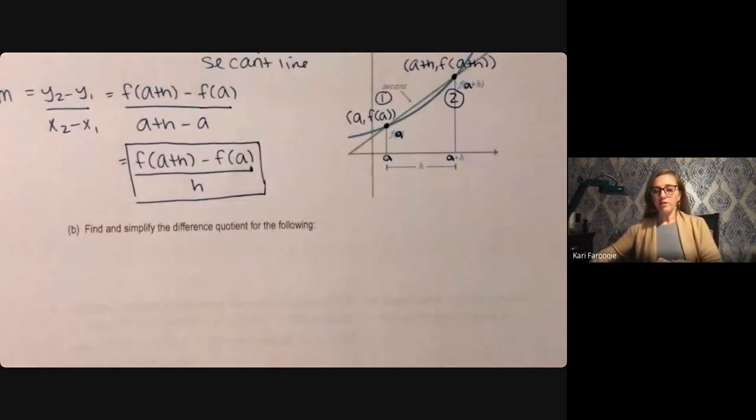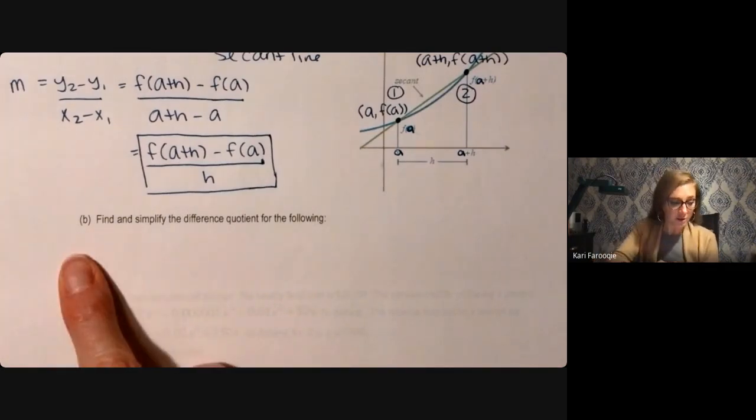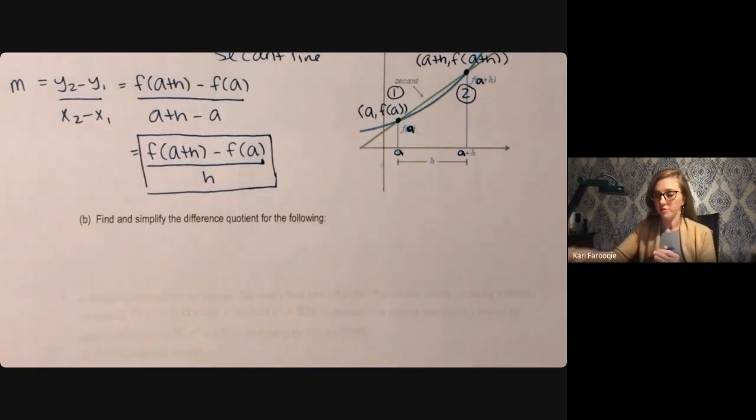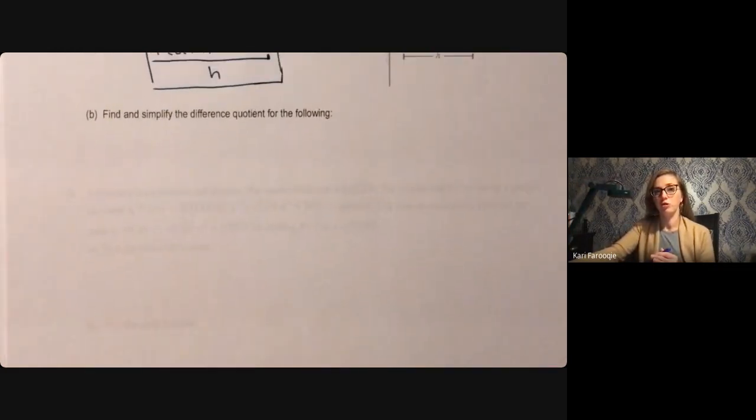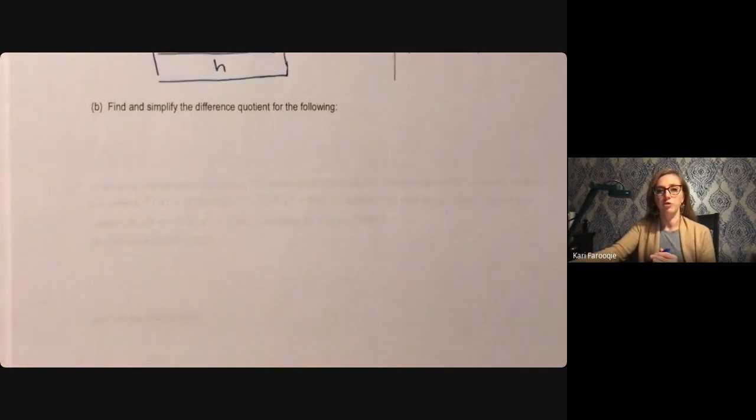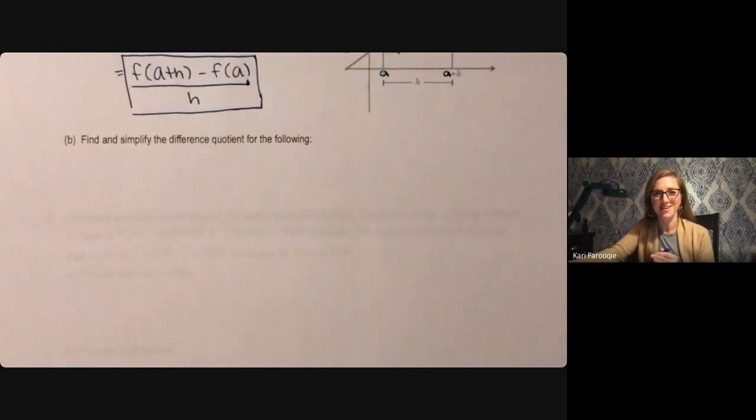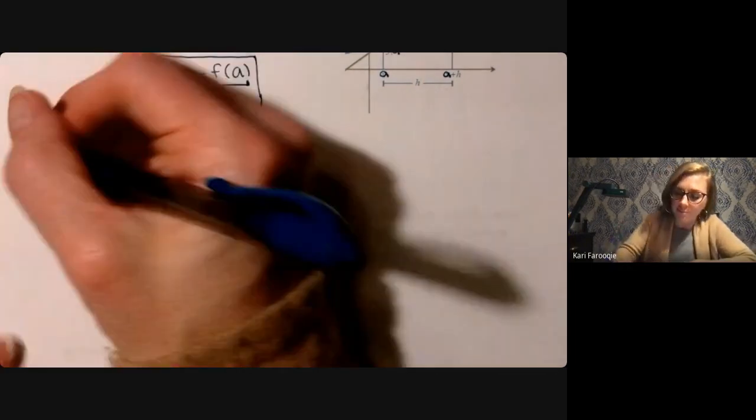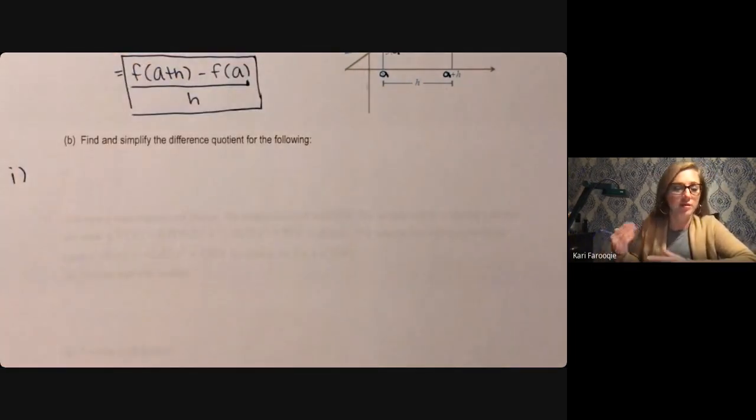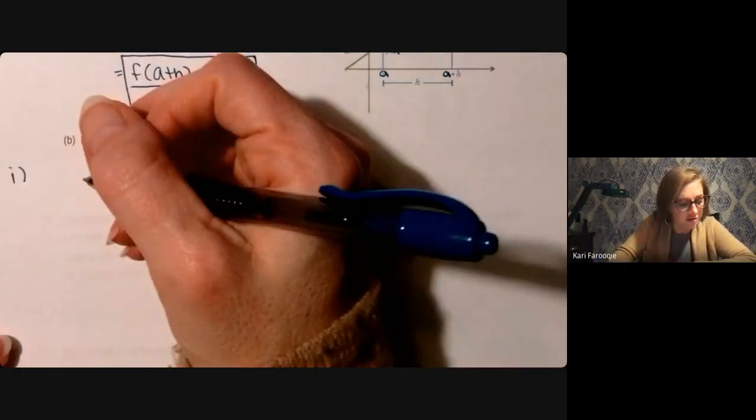All right, B, find and simplify the difference quotient for the following. I'm going to give you one example that goes on this page because some of these are pretty long, and then we'll do another example that goes on the next page, just with different kinds of functions. It depends. Sometimes you're given different types of functions that work easier with the difference quotient than others. So we'll call this I, because we already have 4a and b, so it is what it is.